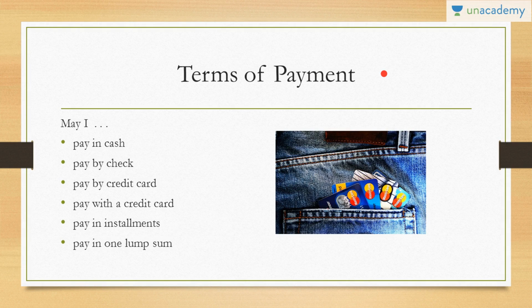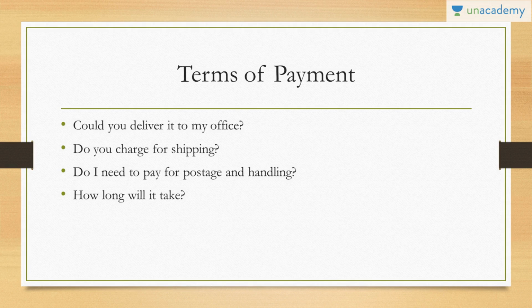Alright, now here terms of payment, like I was talking about, how do you write? For what do you use in? For what do you use by? For what do you use with? Right. So may I pay in cash, pay by check, or pay by credit card, pay with a credit card, right? Or then pay in installments, or pay in one lump sum, right? So I hope you get the difference.